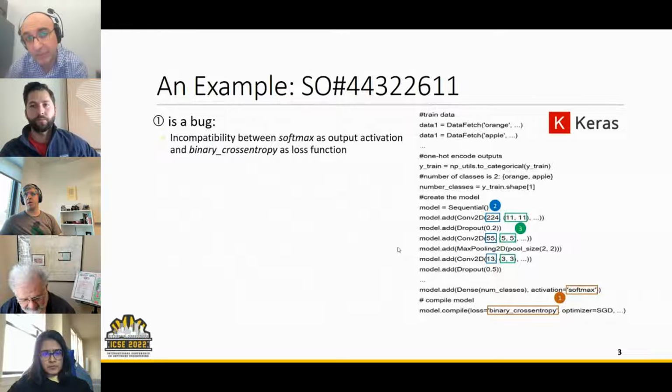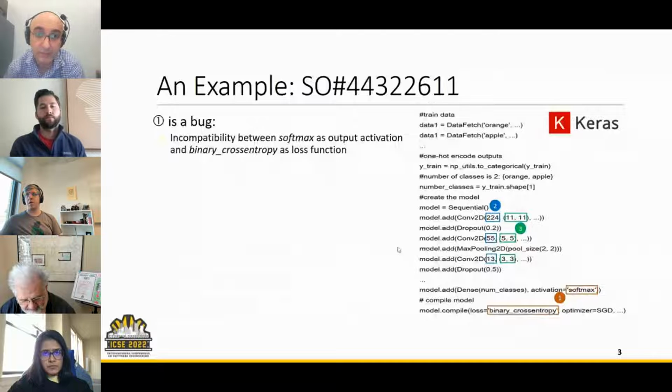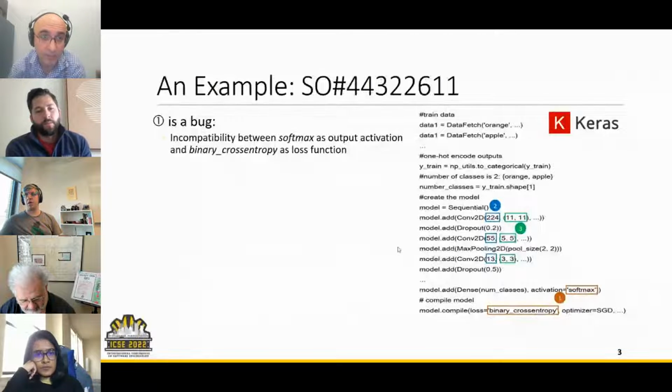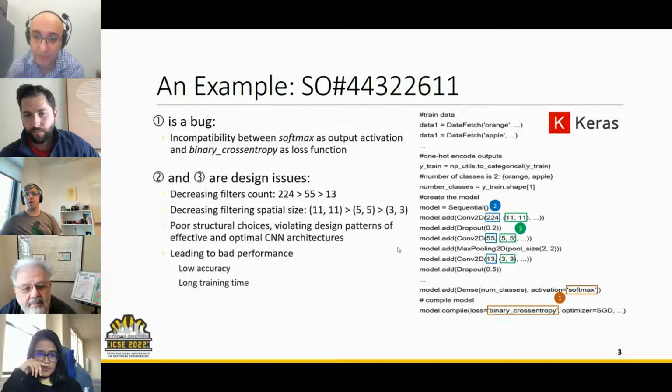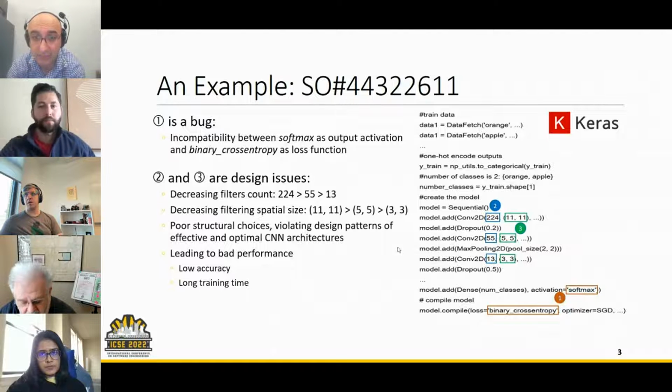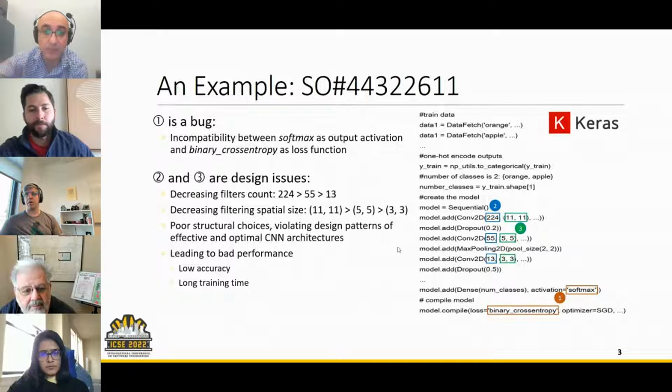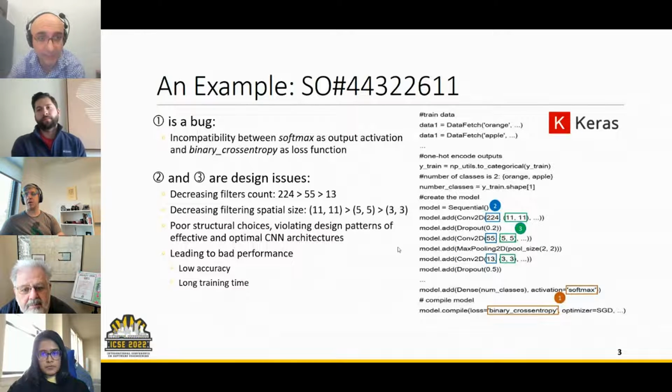Here I describe an example from a Stack Overflow post. In this program, there are 3 main problems. One of them is a bug, which is indicated by orange color. It is an incompatibility between softmax and the activation function. The second and the third problems are design issues, which may lead to bad accuracy or long training time. Mainly, they are about decreasing filter count in consecutive convolutional layers, which is a bad practice, and also decreasing the filter spatial size, as indicated by green in the figure.